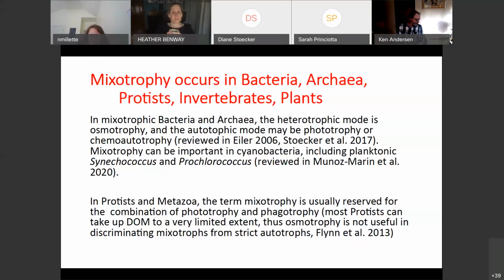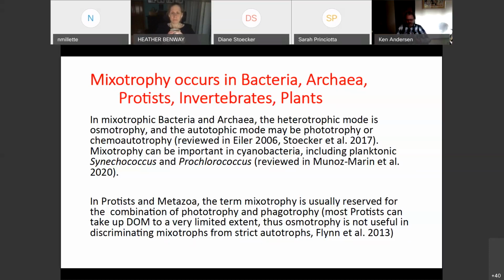The other thing to remember is that in protists and Metazoa, we usually use mixotrophy, and we sort of reserve that term, for the combination of phototrophy and phagotrophy. And Kevin will probably go into the reasons for doing that, but very briefly, most protists can take up some organic carbon, and so it's really not useful in discriminating strict autotrophs from mixotrophs among the protists. But even though we, for now, disregard it from our use of mixotrophy for metazoan plankton and protistan plankton, in some groups, we're not sure, but it may have some importance. So we shouldn't throw it away.